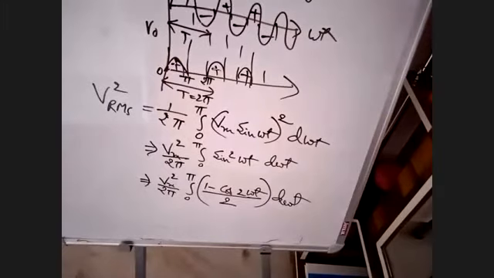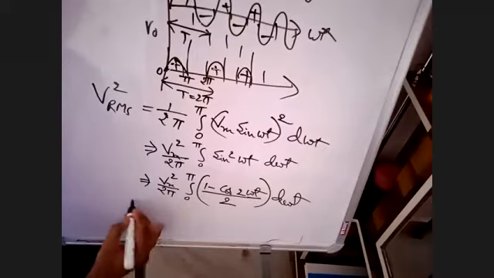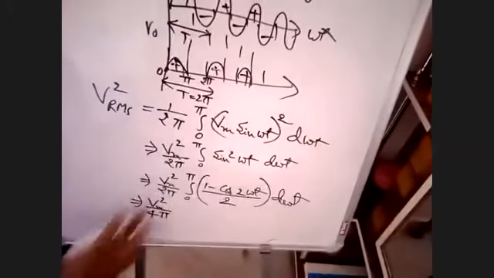Integral cannot be applied directly for sine square. Square terms we can't apply. That's why first I am converting into a linear term. That is sine square omega t is equal to 1 minus cos 2 omega t by 2. This is the linear equation. Now we can apply the integral on this. Bring this outside the integral. That is 4 pi.